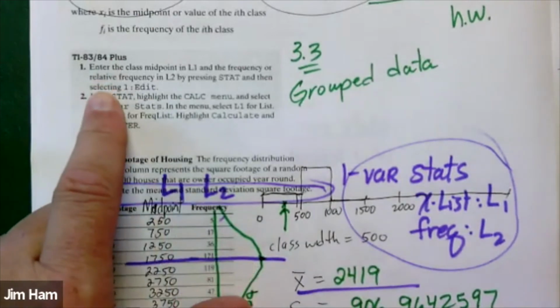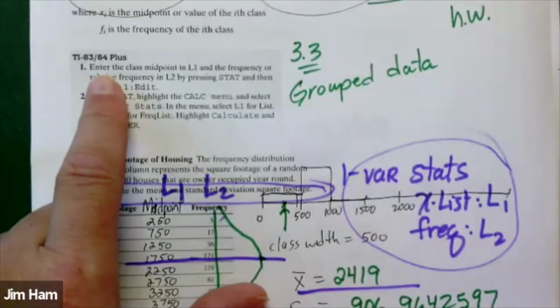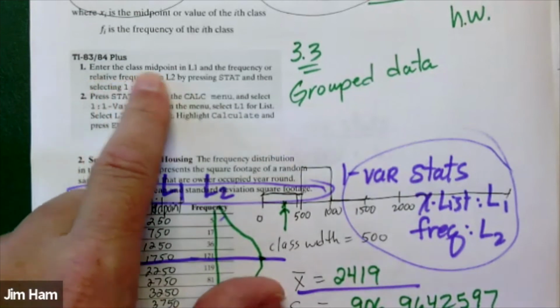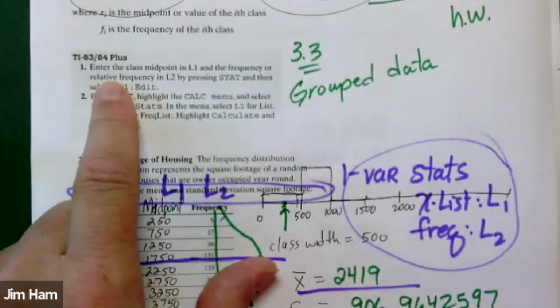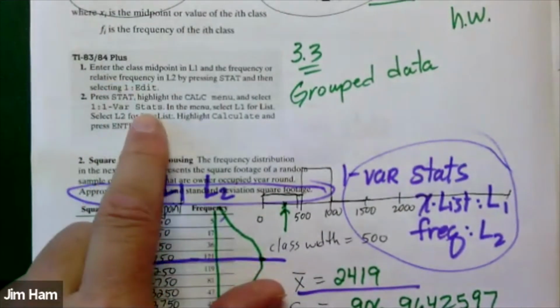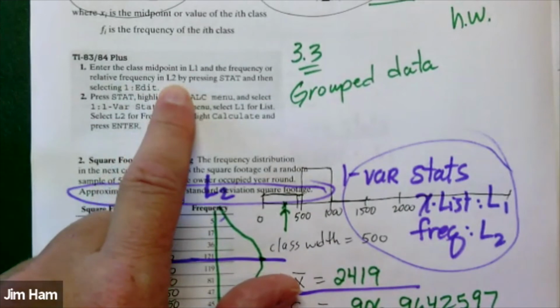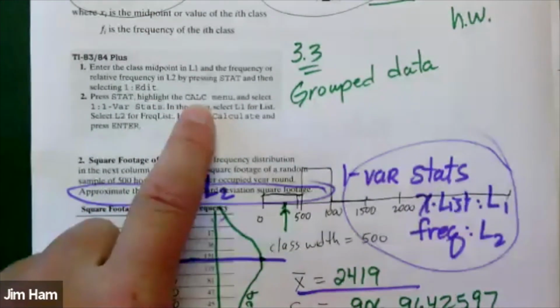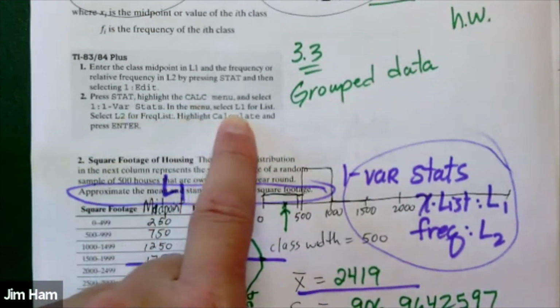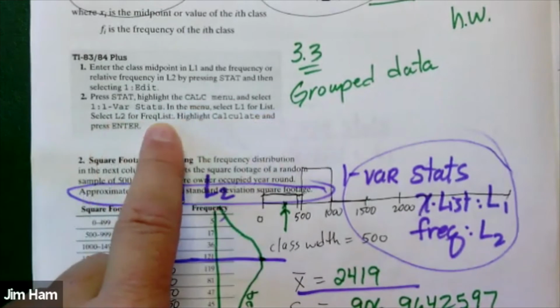So if you have this handout, it's just another reminder that if you're going to use the TI-84, you enter the class midpoints in L1 and the frequencies or relative frequencies, they gave us frequencies this time, in L2 by pressing stat and edit. Then after that, you calculate the one variable statistics, select L1 for the list and select L2 for the frequency list, and then enter.